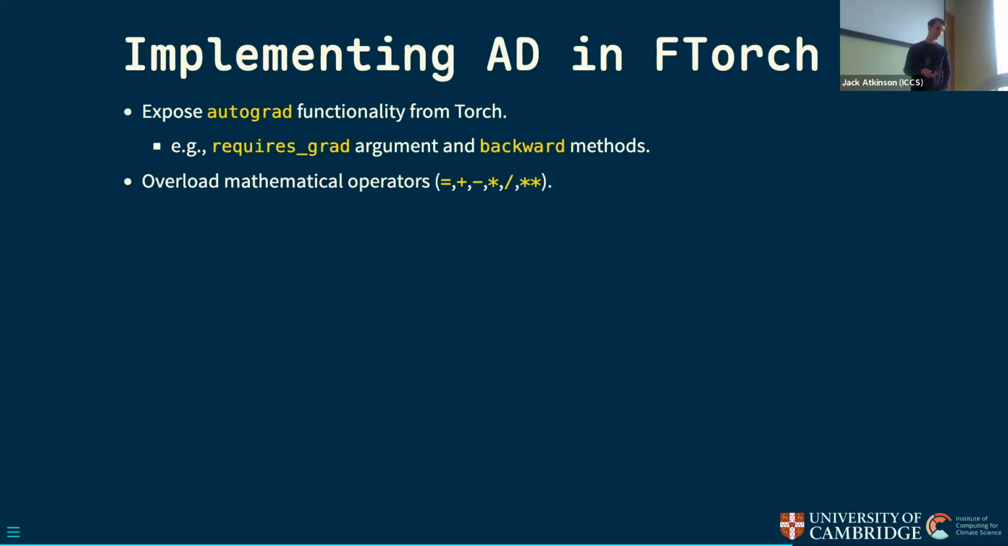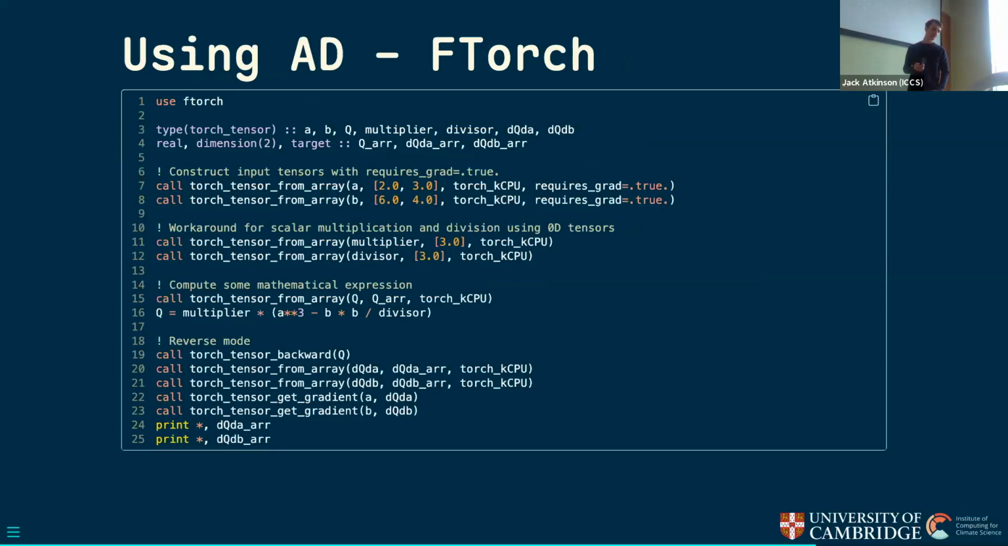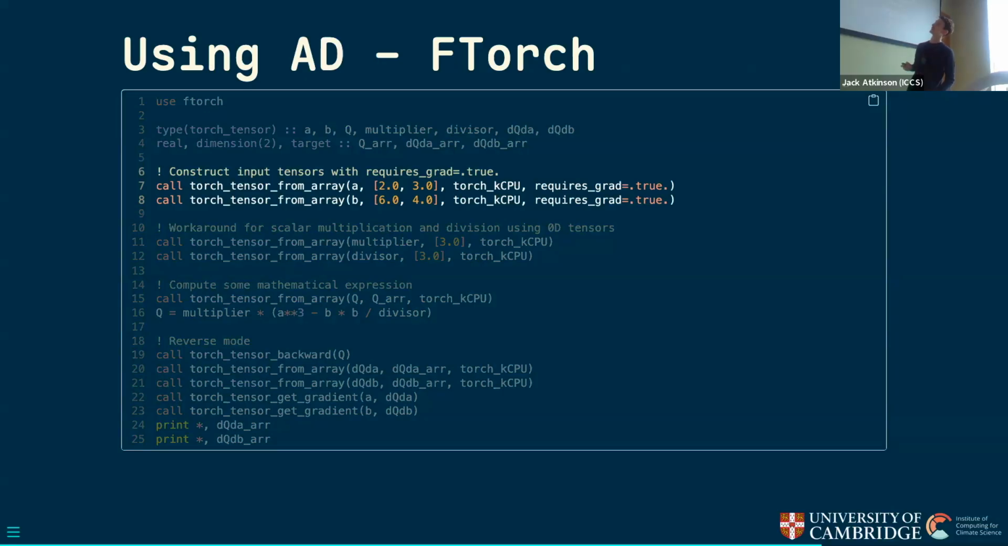Implementing this had a few different steps. We exposed this requires_grad argument that you will have seen if you're familiar with PyTorch, and the backward method, which does this backpropagation. We also overloaded a load of operators, for example, for tensors, which allows you to do this kind of thing. And I provide a simple example here, which has actually got some outdated syntax, but it doesn't matter. This is actually not valid anymore. You can't pass an array directly like that, but it's a side note.